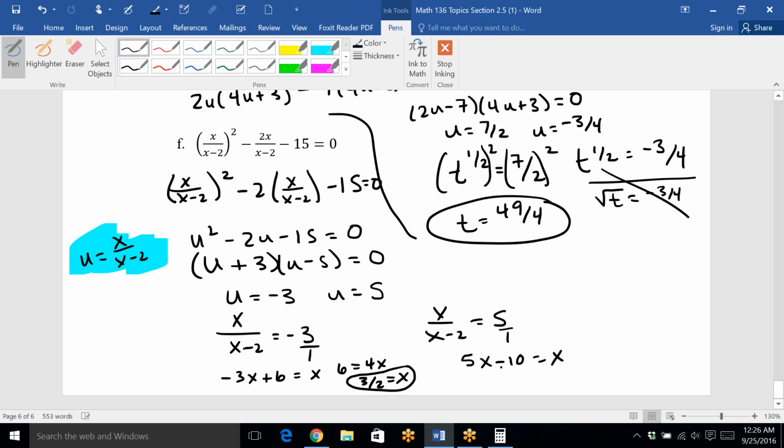And then on this one, we would subtract the 5 over, so that would be negative 4x. Divide by negative 4, that would be a positive 5/2. And there are 2 solutions for that one. Okay, that's the end of this section.